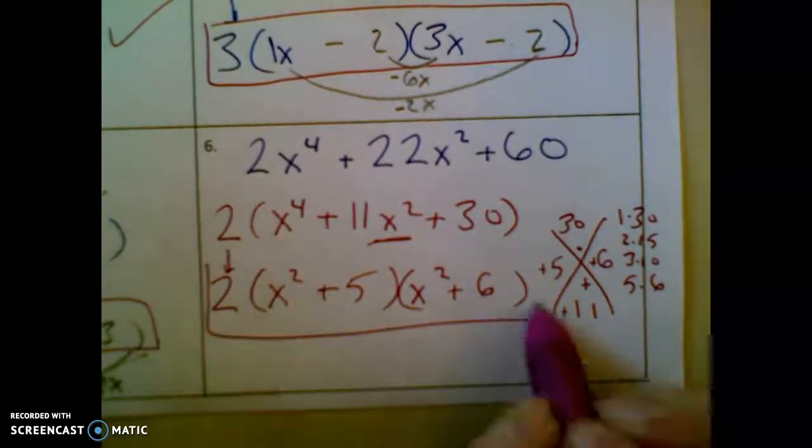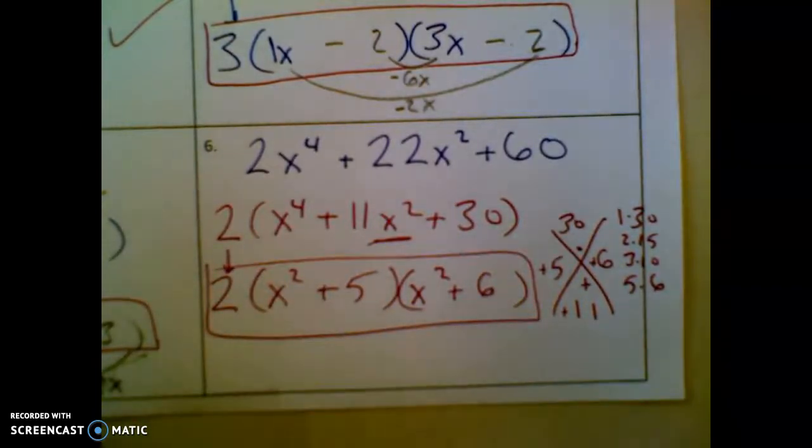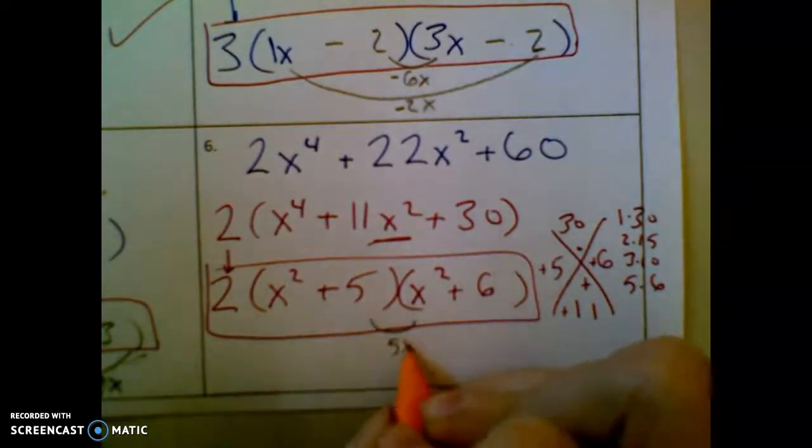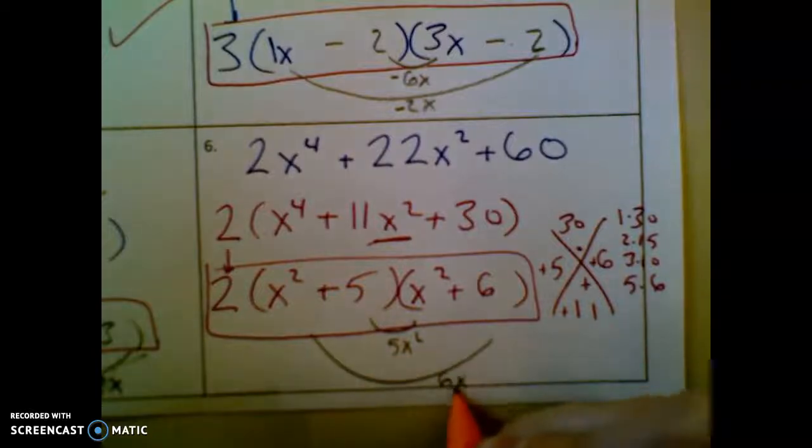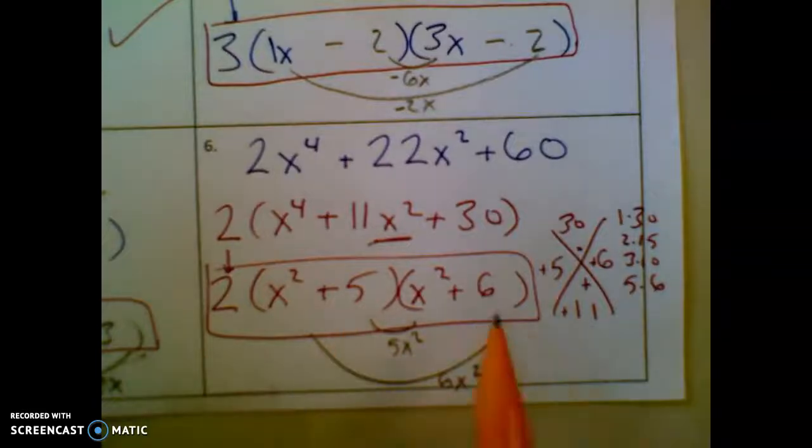So I'm going to go ahead and box that off and just double check. I'm going to check my inner outer product. I got 5x squared. I've got a 6x squared. 5x squared, 6x squared gives me a positive 11. Positive 5 times positive 6 is a positive 30. So I've checked everything and it looks good.